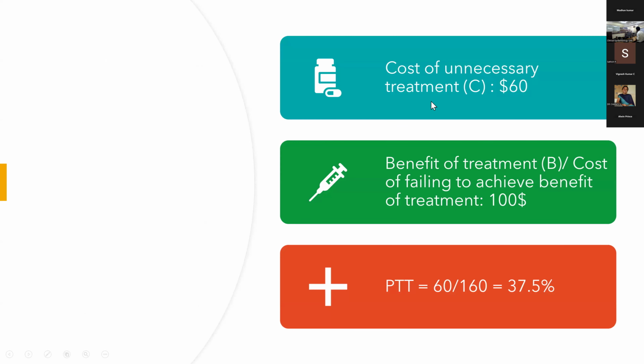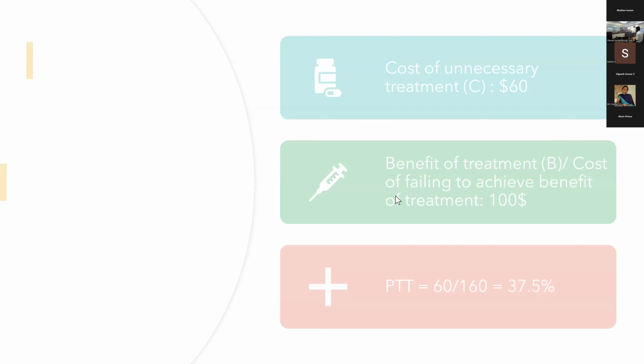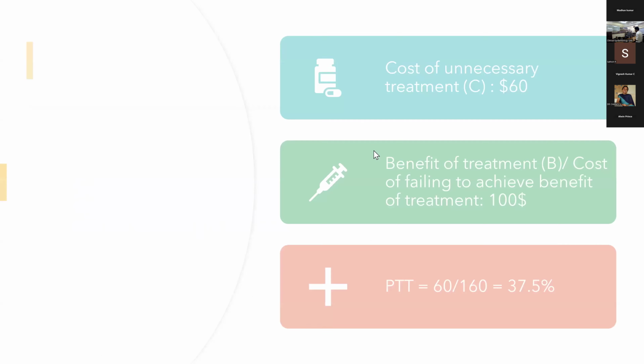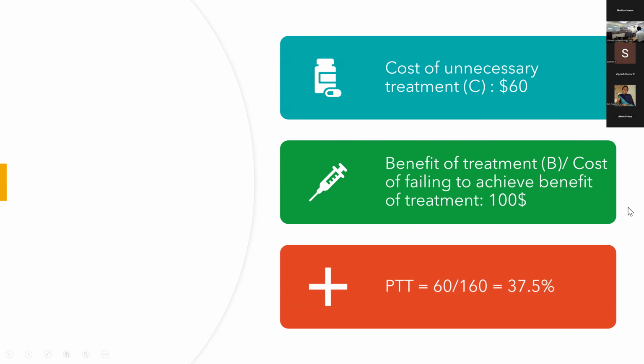So I've considered certain values for C and B, and based on this, I've calculated the treatment threshold probability. Say, for example, the cost of unnecessary treatment, which is the course of oseltamivir, is $60. And I've taken the costs associated with failing to treat a patient with oseltamivir as $100. For this C and B value, what will be the treatment threshold probability? This is nothing but 60 divided by 60 plus 160, which comes to about 37.5%.